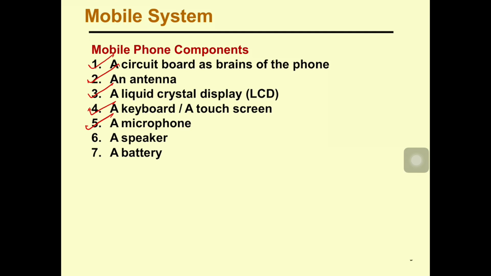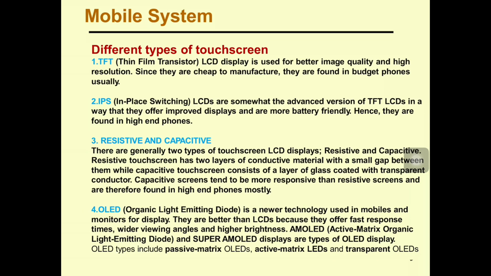Next is a microphone for input of the voice signals. Next is a speaker for output of the voice signals, and the last is the battery, which is used to charge our phone. Okay. Now, different types of touch screens.